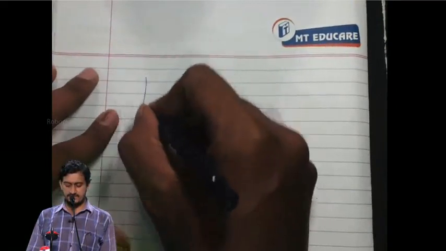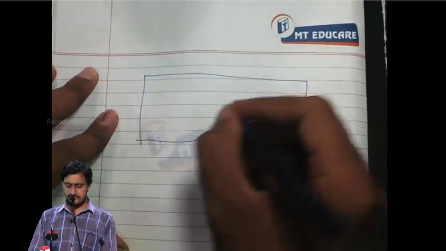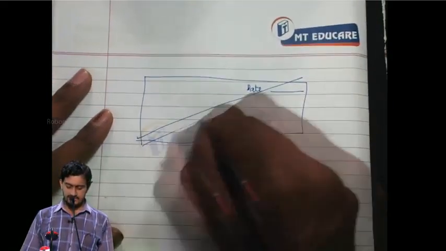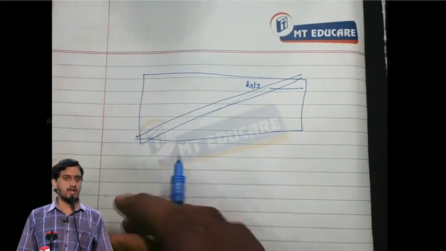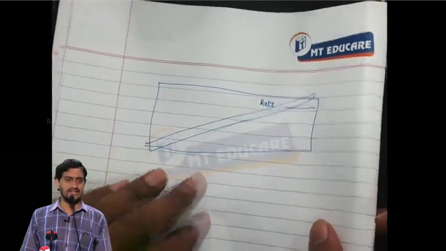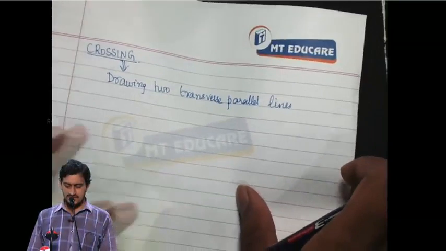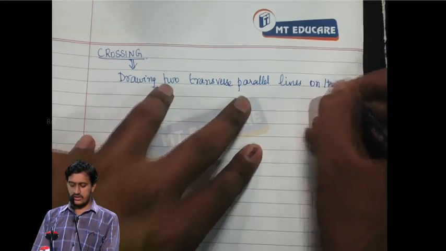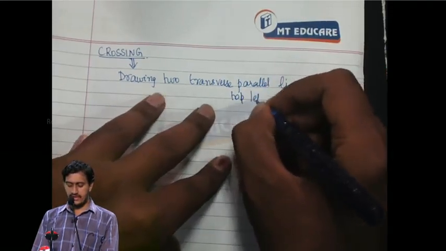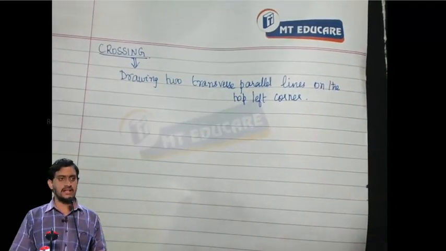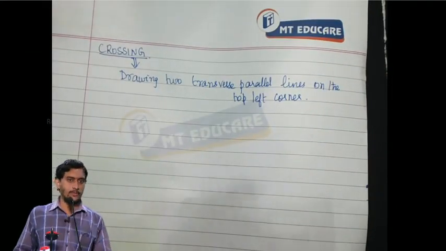Tell me, is it like this? Suppose this is a check, date is there. How should I draw two transverse parallel lines? Should I draw two transverse parallel lines like this? No. If I draw like this, it means the check is cancelled. So how should I draw two transverse parallel lines? These two transverse parallel lines are to be drawn on the top left corner.